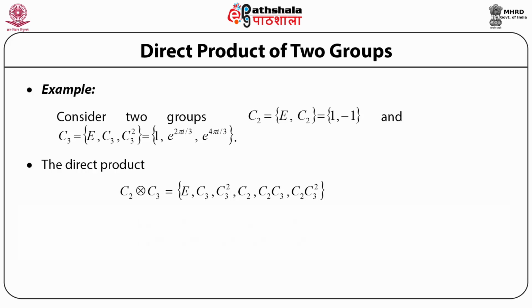One can work out and see that the elements are: E is 1, C3 is e to the power 2 pi i by 3, C3 squared is e to the power 4 pi i by 3, C2 is minus 1, C2C3 is minus e to the power 2 pi i by 3, C2C3 squared is minus e to the power 4 pi i by 3, which can be rewritten as 1, e to the power 2 pi i by 3, e to the power 4 pi i by 3, e to the power pi i, e to the power 5 pi i by 3, e to the power pi i by 3.